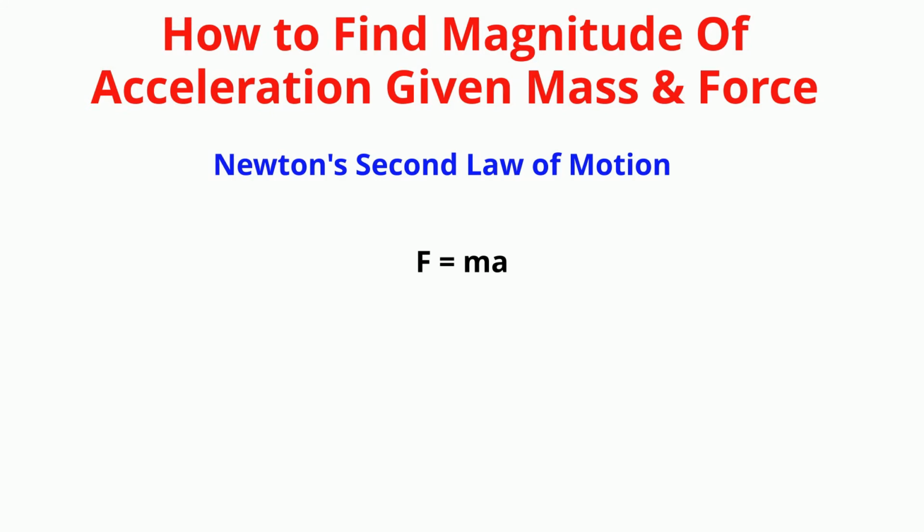According to Newton's second law, force on a body is proportional to its acceleration, whereas mass is inversely proportional to acceleration. Thus, the magnitude of acceleration is equal to the magnitude of force divided by mass. Now let's see an example.